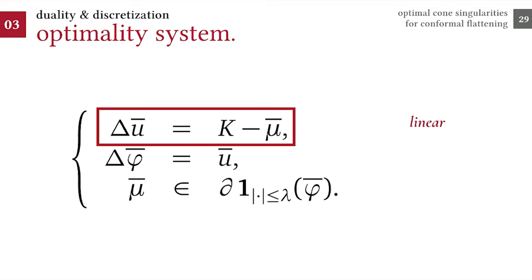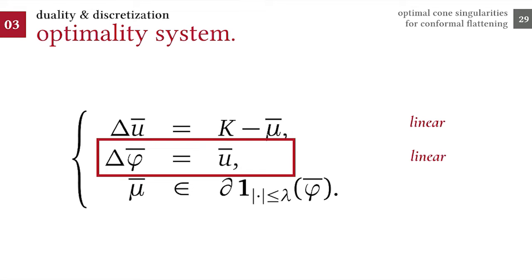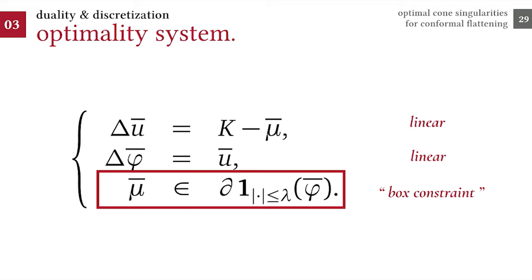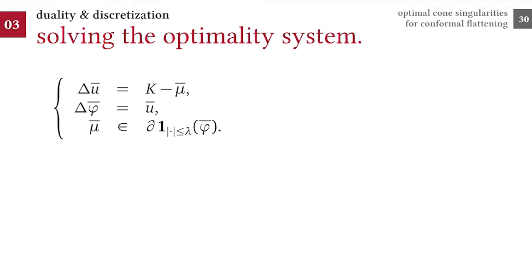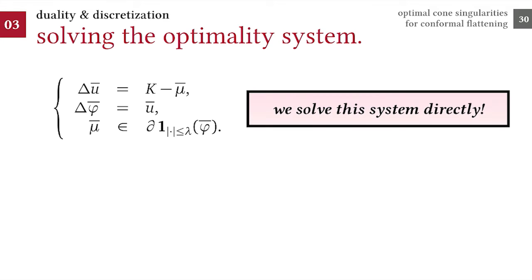It has a linear PDE constraint, has another linear PDE constraint, and it has this variational inequality, which is something like a box constraint. Now, I want to point out that actually formulating both the optimization and the discretization in a way that exactly satisfies this variational inequality is a key point in actually recovering optimal configurations of cone singularities. So we have this optimality system, and what we're going to do is actually just solve it directly.